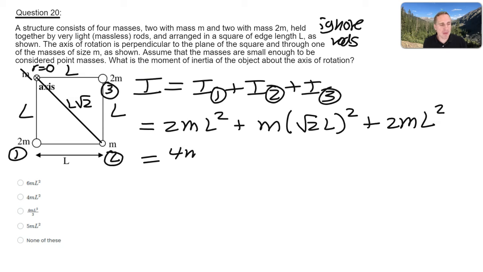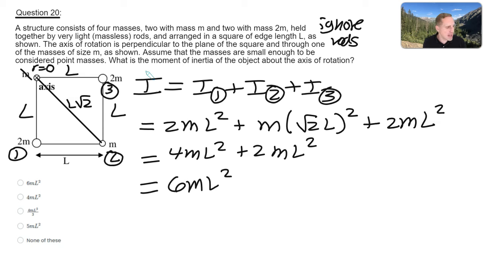So that's 2mL squared plus 2mL squared. That's 4mL squared. And then if I square this square root of 2, that's 2. And then mL squared, because I squared the L as well. So that ends up being 6mL squared. And that should be the final answer. So that's the first choice. That's the moment of inertia about the axis of rotation in the upper left corner of the square.